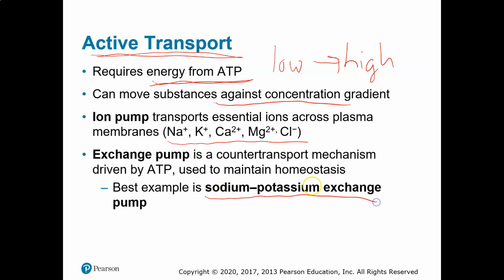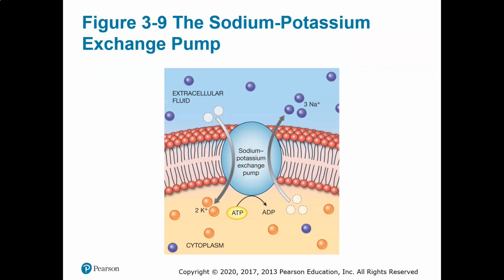The sodium-potassium exchange pump is extremely important, and this is going to show you how it works. We're going to need to understand the sodium-potassium exchange pump in order to understand nerve impulses and muscle contractions. The sodium-potassium exchange pump helps to maintain a certain voltage or a certain potential across the plasma membrane. So what it does is it pumps 3 sodium ions out for every 2 potassium ions in.